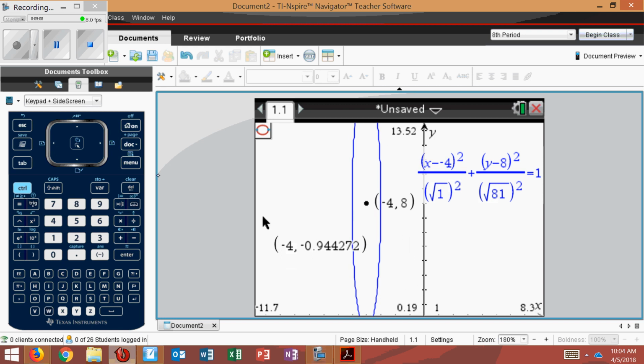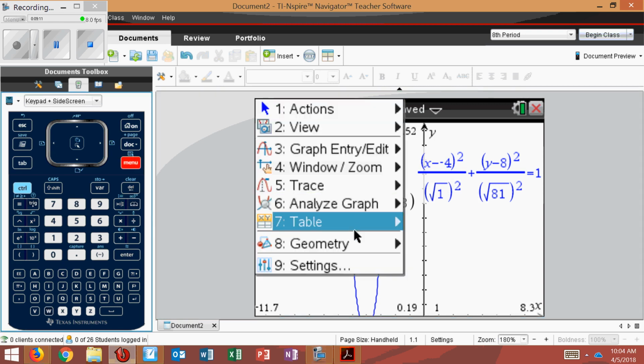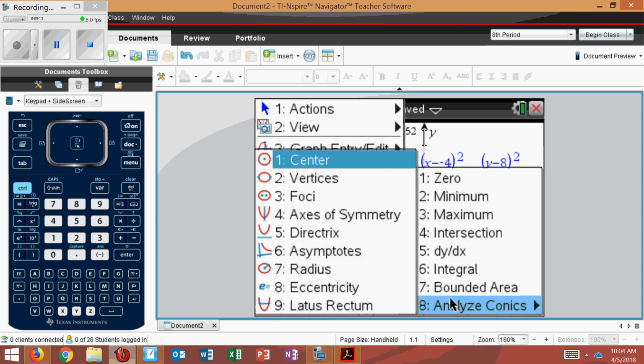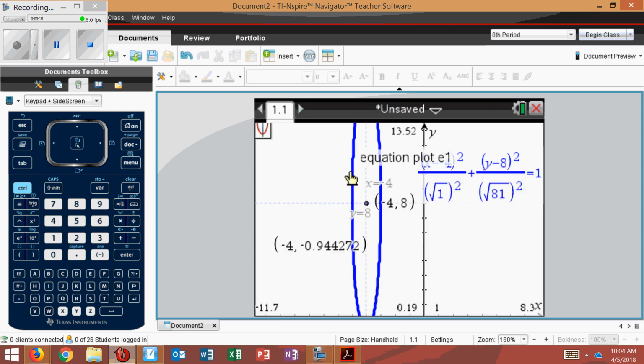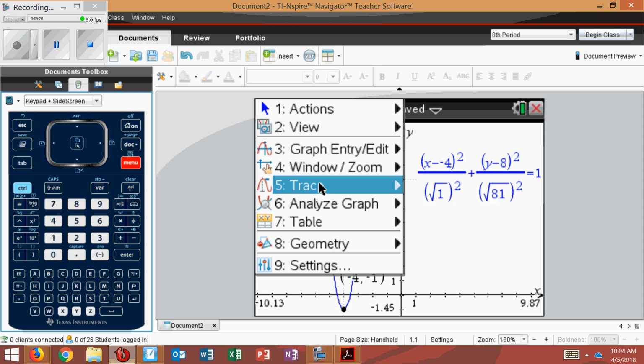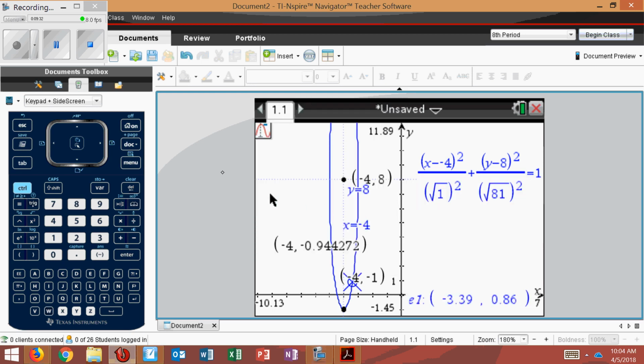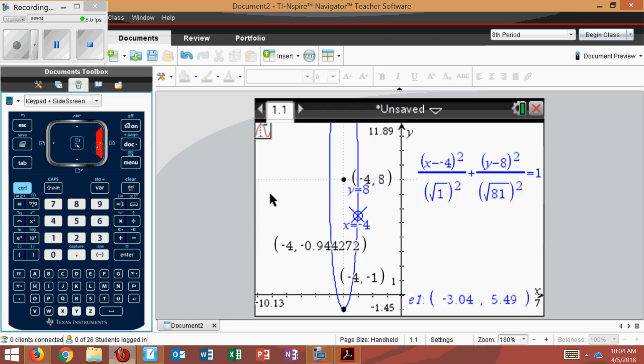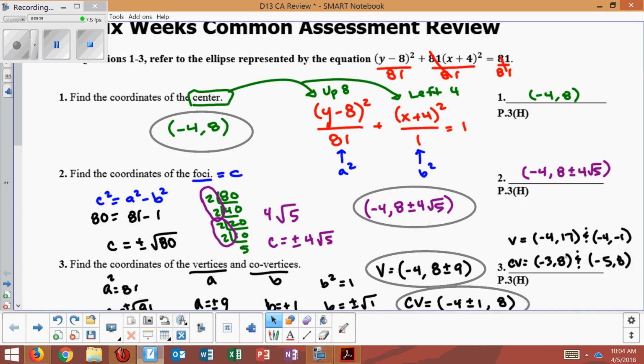If you need co-vertices, one thing you can do is go to Analyze Graph, Analyze Conic, and do axis of symmetry. This will cut it in half, and you'll see the exact points where they cross. This would be a height of 8, and you could go down here and see that it looks like about 5 units left. Another way is to trace it and come around and look for that point. Right here where the co-vertices should be, it says negative 3, 8, and again, that was what we had for one of our co-vertices, so we did this correctly.